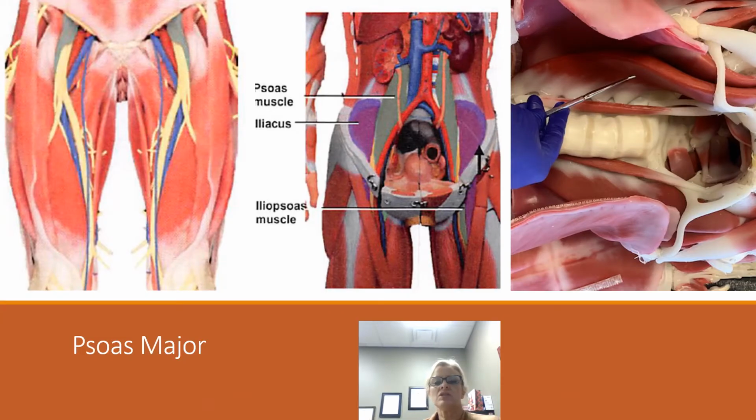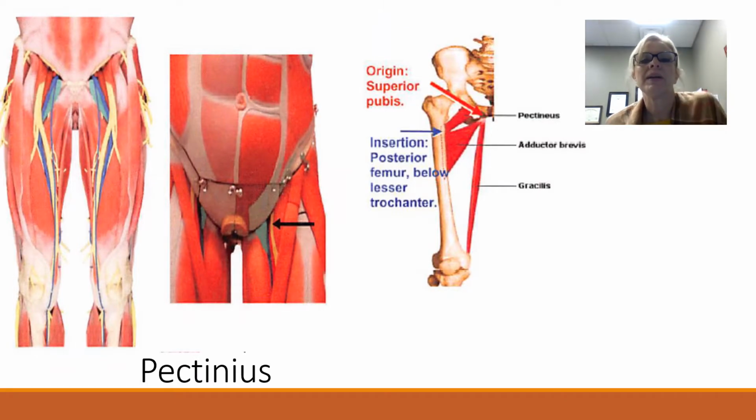All right, so you can see the psoas major here in green, and I'm pointing to it on this endeavor, and you can see next to it the psoas minor, which is much, much smaller. It's medial to the iliacus in the thigh, and it's going to flex the thigh and assist in flexing the trunk and bending forward.